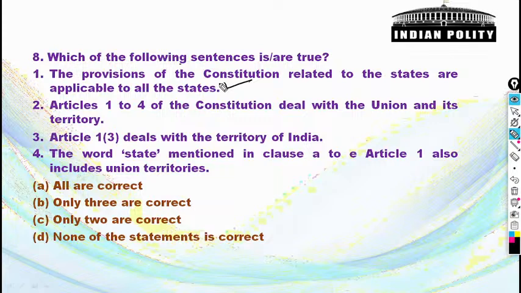Articles 1 to 4 deal with the Union, correct. Article 1 clause 3 deals with the territory of India, correct. But the statement that the word state mentioned in Article 1 also includes Union territories is wrong, because it is Union of States only, not states. So only 3 are correct. B will be the answer. Got it?